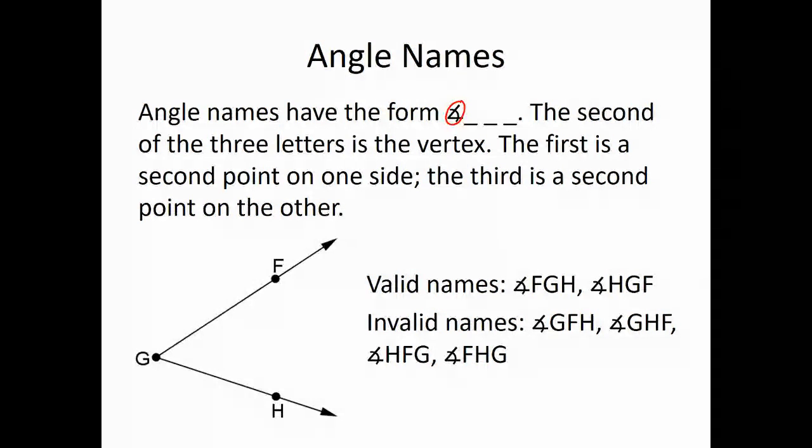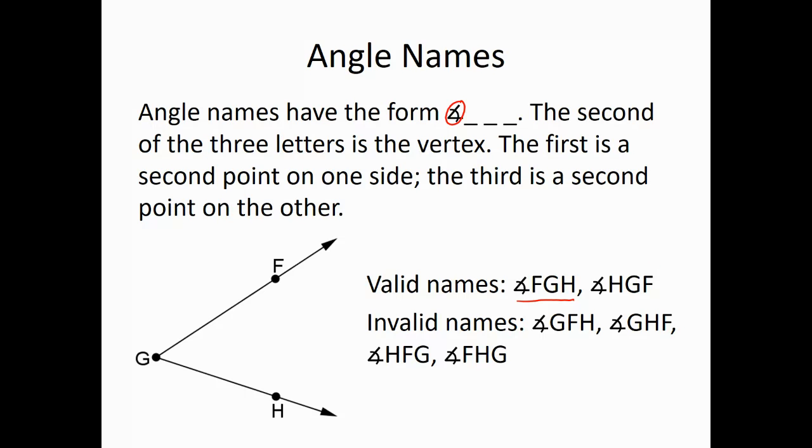And as for what occurs in first and third position in an angle name, they have to be points on the sides that are not that vertex. So one way to do it, and these are the valid names, is angle FGH. So that's one valid name. G in the middle, it is the vertex, so that is correct. F is a point on one side, that's not the vertex. H is a point on the other side, that's not the vertex, so we can call it FGH. We could also call it HGF if we like, because the order of the first and the third are irrelevant.